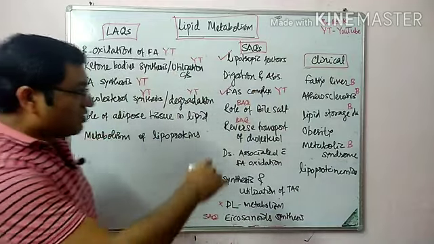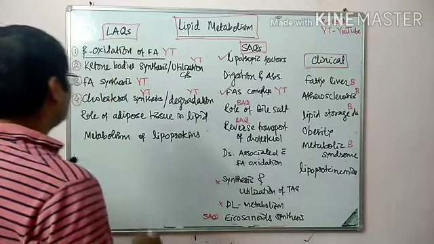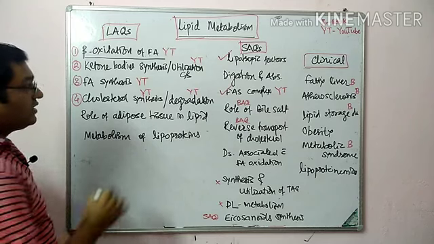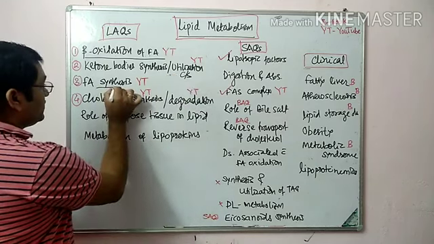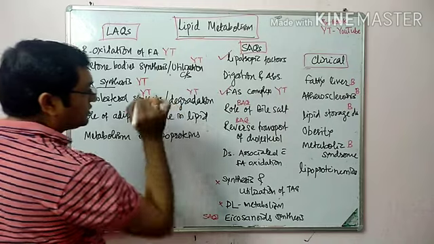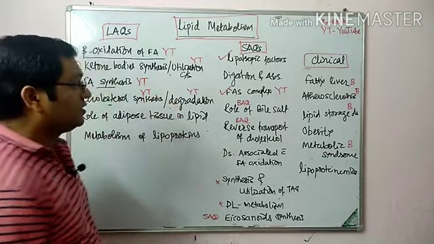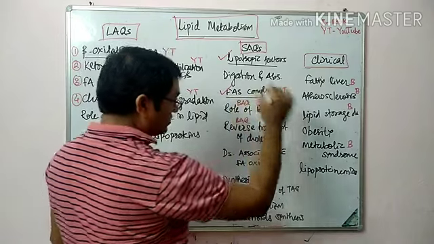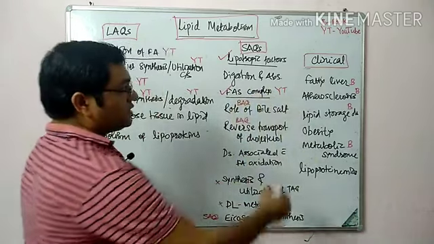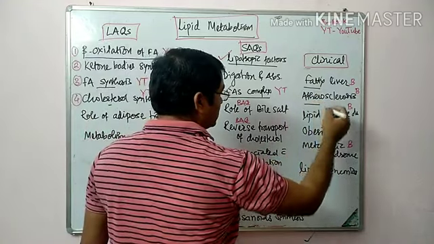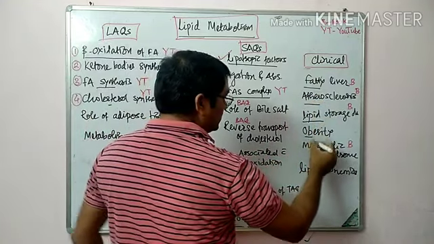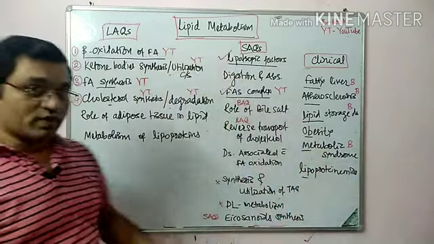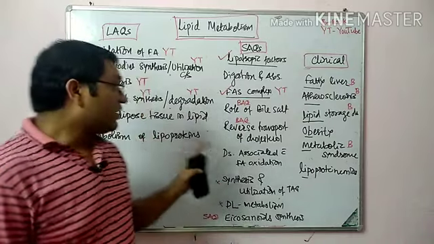Of these all, the important questions are beta oxidation of fatty acid, ketone body synthesis and its utilization, fatty acid synthesis, cholesterol synthesis and cholesterol degradation, lipotropic factors as a short note, fatty acid synthesis complex, then these cases: fatty liver, atherosclerosis, lipid storage disorders, obesity, metabolic syndrome and lipoproteinemias. These are important questions from this topic. We'll discuss this one by one.